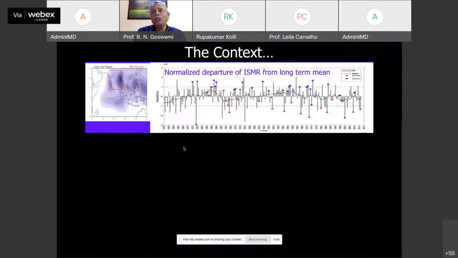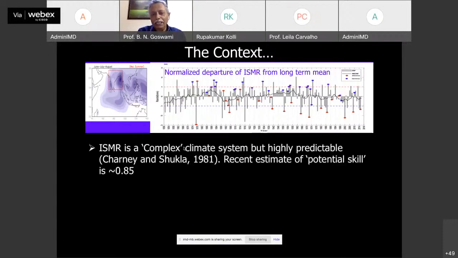So basically, why are we talking about the connection between the North Atlantic and the Indian monsoon? In this context, as we know, the Indian monsoon is a very complex system. It has several different variabilities, from biennial oscillations to multi-decadal oscillations. The association with El Nino is quite well known.